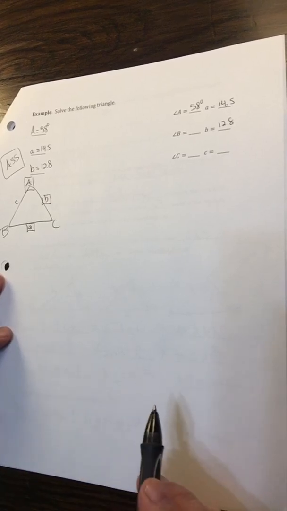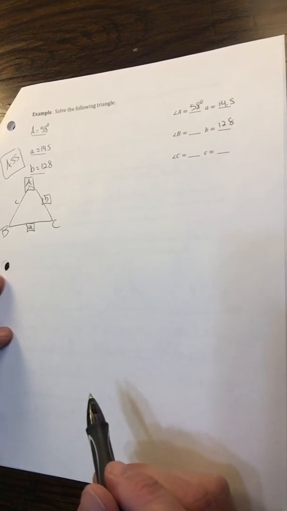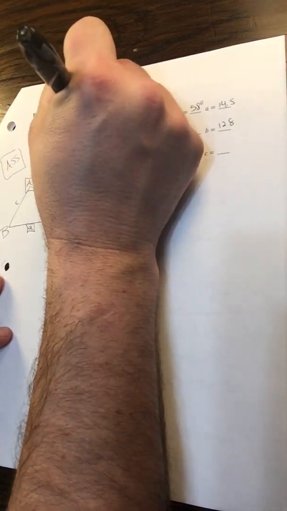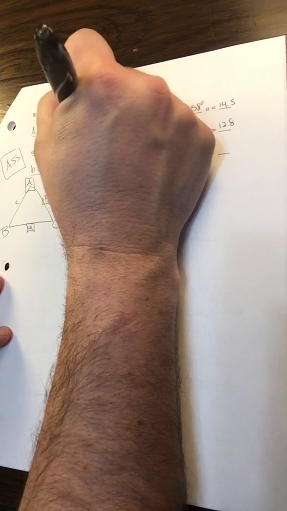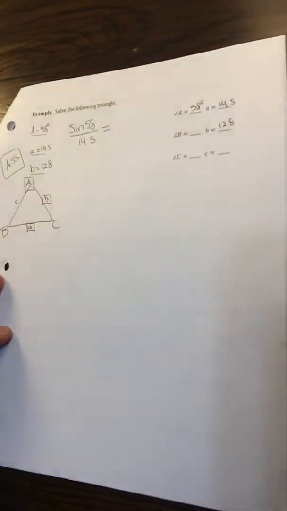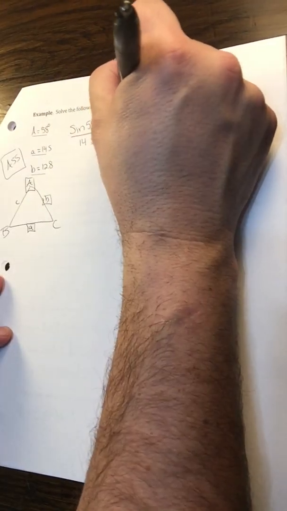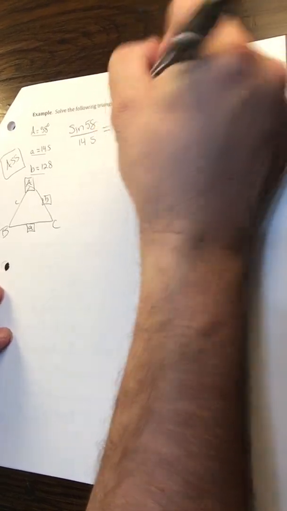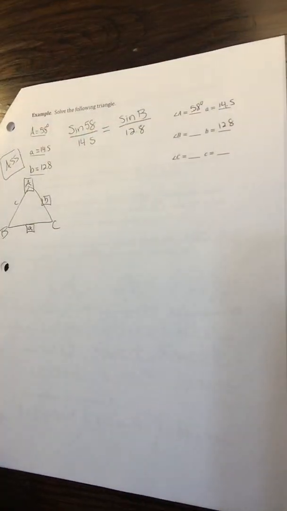Okay, so I'm going to write a little bigger just in case what I was doing was kind of small for you to see. It's very clear that I need to write the sine of 58 over 14.5, and that has to be equal to the sine of angle B, which I do not know, over 12.8.